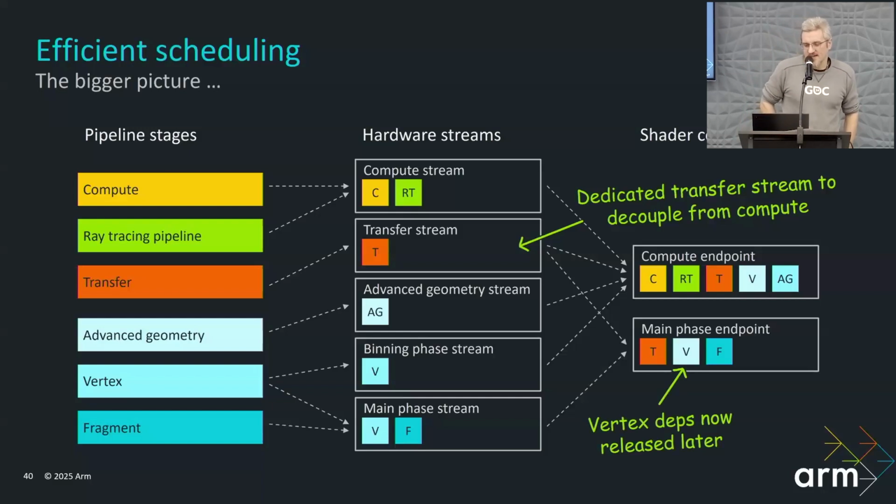Vertex shading is now running in the main phase endpoint. This means that we're going to release vertex dependencies later. So be a little bit careful if you have quite tight vertex buffer reuse inside a frame. We're now not going to release that dependency until the end of fragment shading. And that may therefore cause bubbles if you've got very aggressive, narrow temporal scope reuse. So space out your vertex array data reuse across a couple of frames, and that problem should go away.